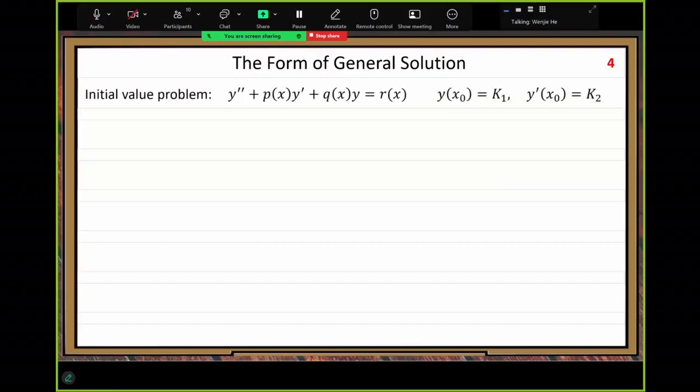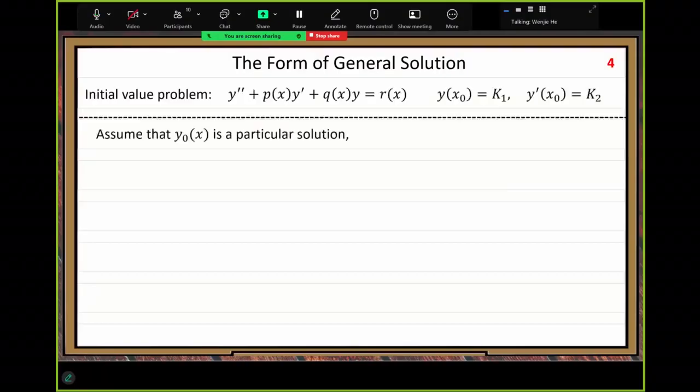Initial value problem. Assume y0 is a particular solution. So we plug in y0, and we get that equality. Then we consider u equals y minus y0.